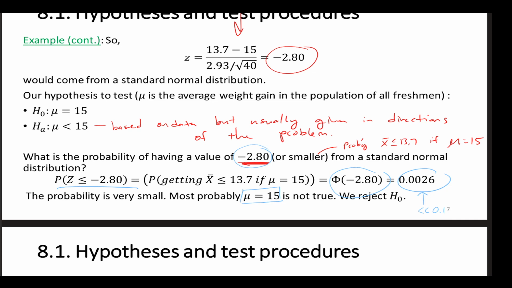So now I said 0.1, but it depends on the problems. The problem may tell you a different value to check. Is it smaller than 0.05, or is it smaller than 0.1, or is it smaller than 0.2? So it just depends on the problem.